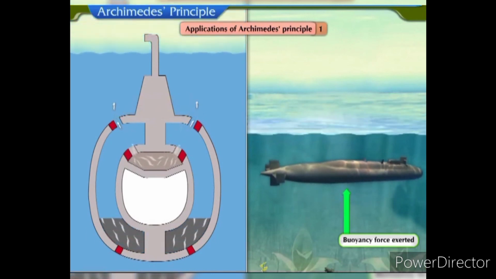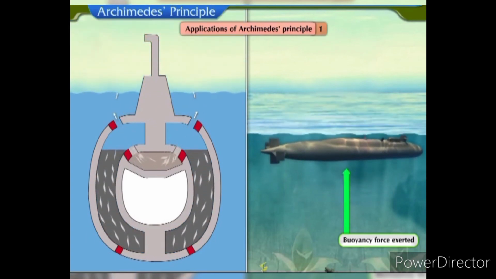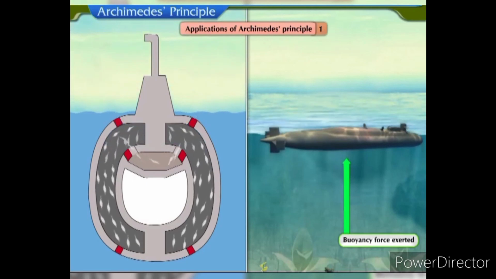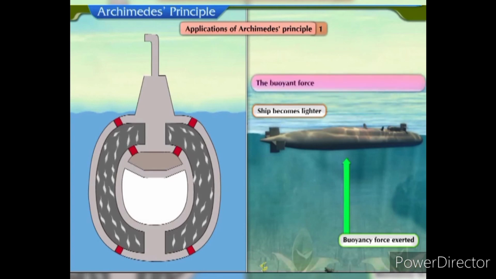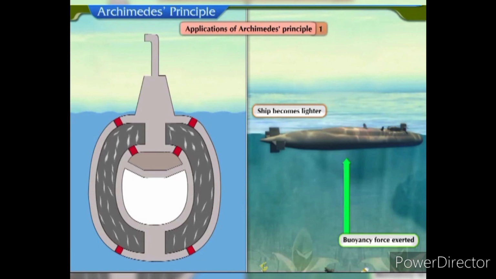If water from the tank is pumped out by forcing compressed air in them, now the ship becomes lighter and rises to the surface because the buoyant force in this case is more than the weight of the submarine. The submarine is designed such that the weight of the water displaced by the submarine when filled with air is more than the weight of the submarine.